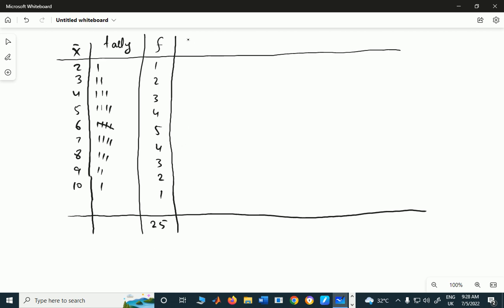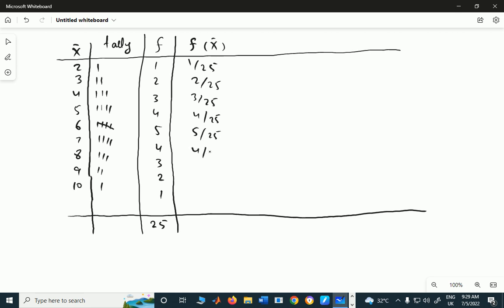The next step is to calculate probability from it. 2 appears only 1 out of 25 sample means. So, its probability is 1 over 25. Similarly, 3 appears 2 times out of 25. So, 2 over 25. In the same way, you can complete it. And these are the respective probabilities.